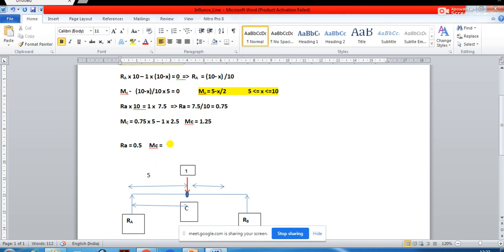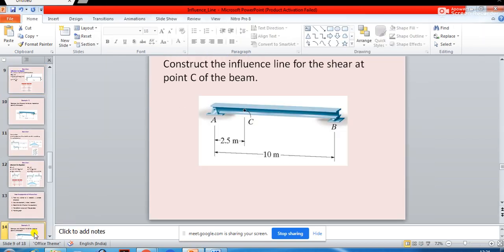0.5. No, you tell me the equation, otherwise you will not get it. 0.5 into 5, minus 1 into 0. Yes, very good. So 1 into 0. So what will be the value? 2.5. Are you getting it here?